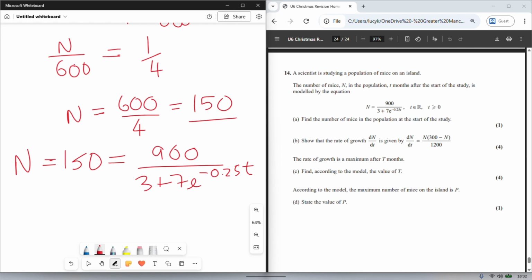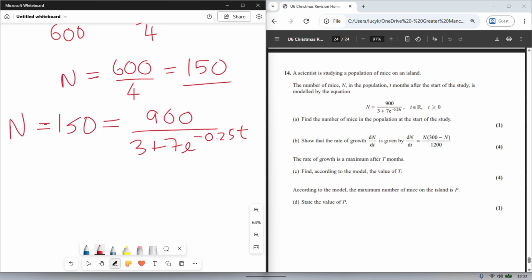So then we've just got to do some lovely rearrangement of that, haven't we? Let's think about what we can do here. I might just multiply through by the 3 plus 7e to the minus 0.25t, and divide by the 150. Let's just do that in one step. So that will be 3 plus 7e to the minus 0.25t, and then 900 over 150. That is going to be 6, won't it? I'm thinking it's 6. So we end up with that.